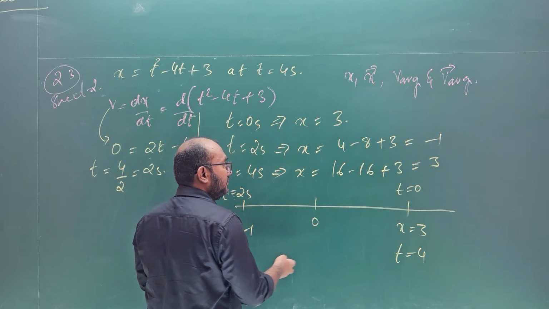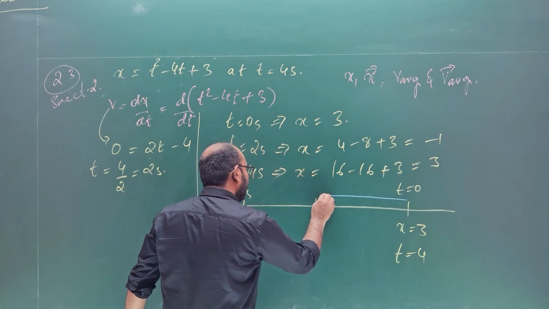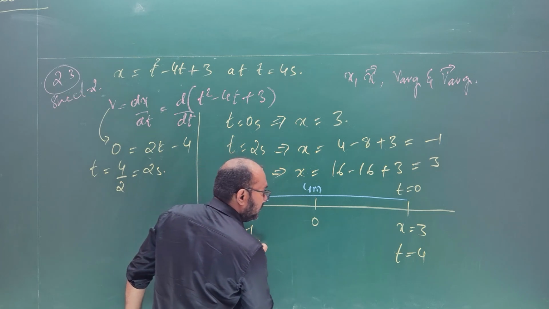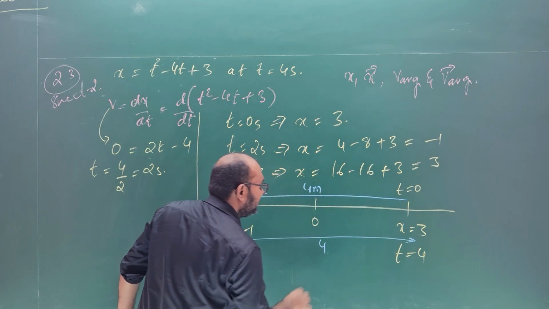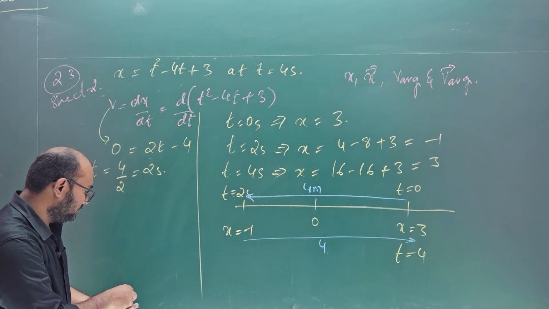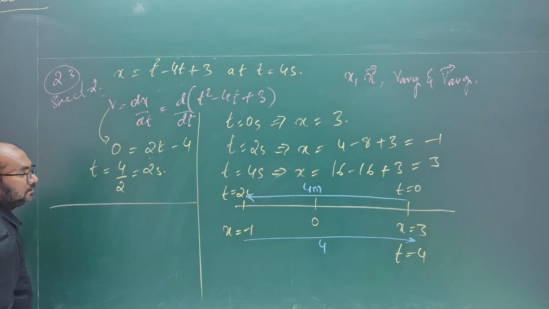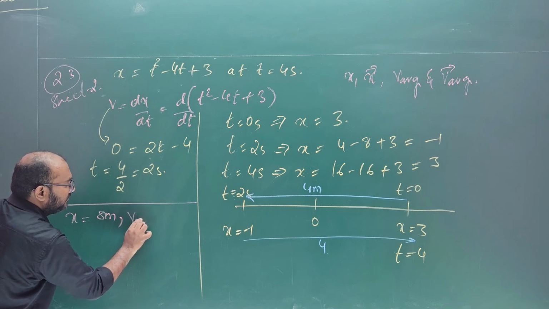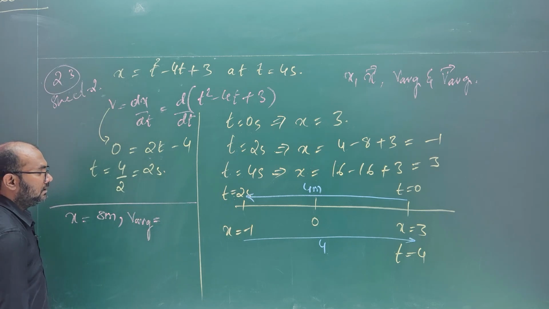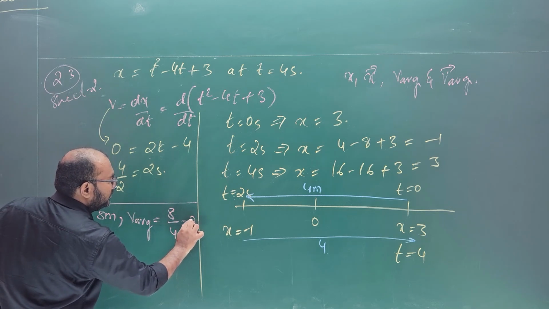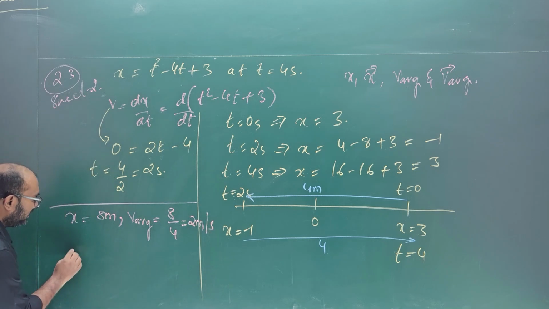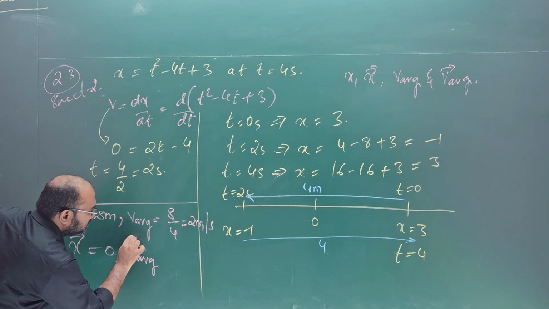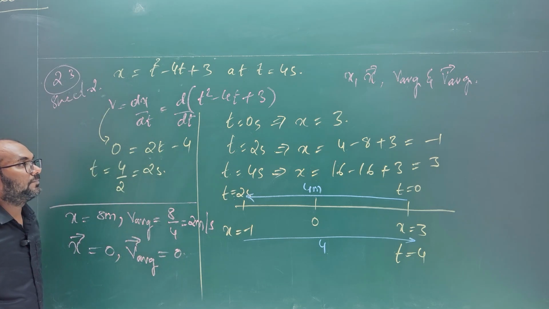That means the body started from here, moved here. How much? 4 meter. Very good. Again from here to here, 4 meter. So what is the distance here? So distance is 8 meter. Obviously average speed will be 8 upon 4, that is 2 meter per second. Okay, and displacement is 0. So average velocity is also 0.